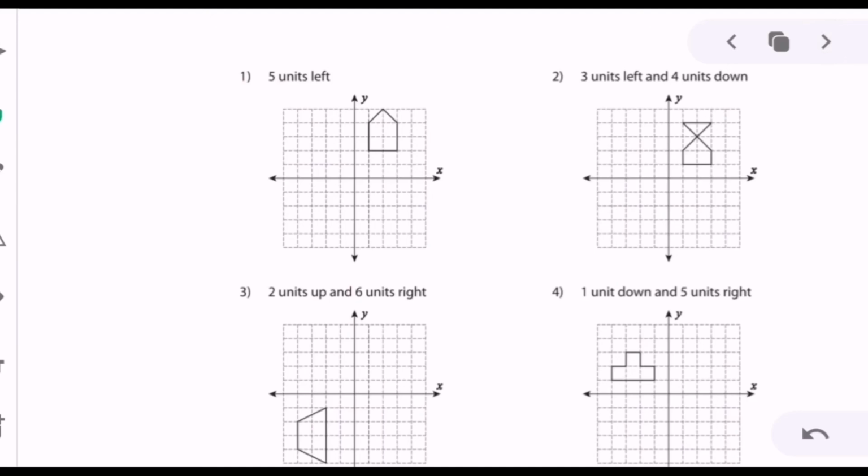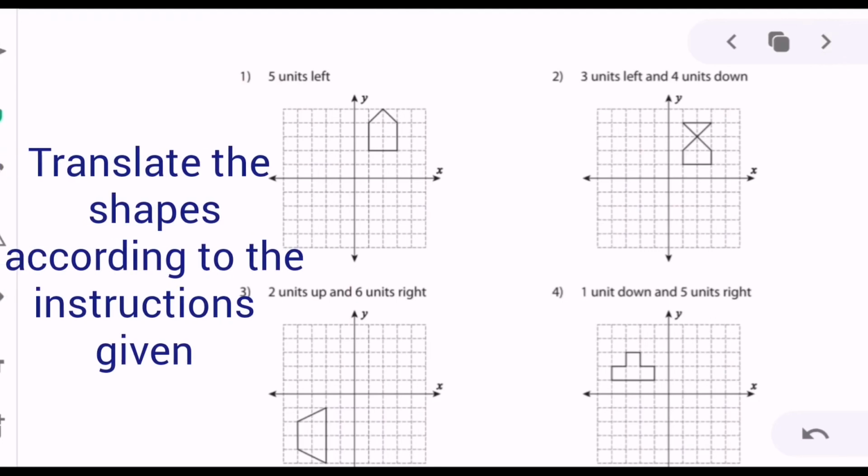Now I want you to try out the following. You are moving or translating the shapes based on the instructions given on top. Question 1, you're translating it 5 units to the left. So you're taking all the 5 points we have there, this point 1, 2, 3, 4, and 5. Then you're moving it 5 units to the left to get the new image of the shape. You're doing that for all the 5 shapes. Please pause the video and do this work. When you're done, come back for the revision.